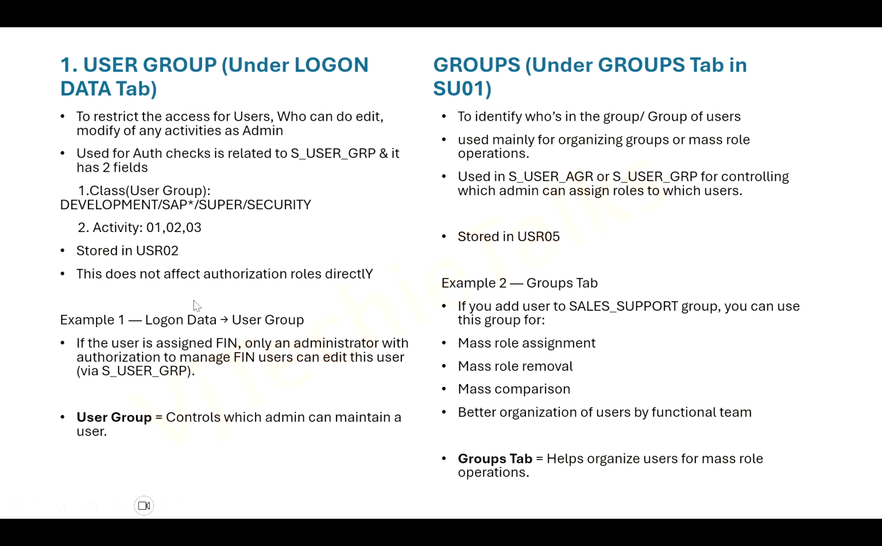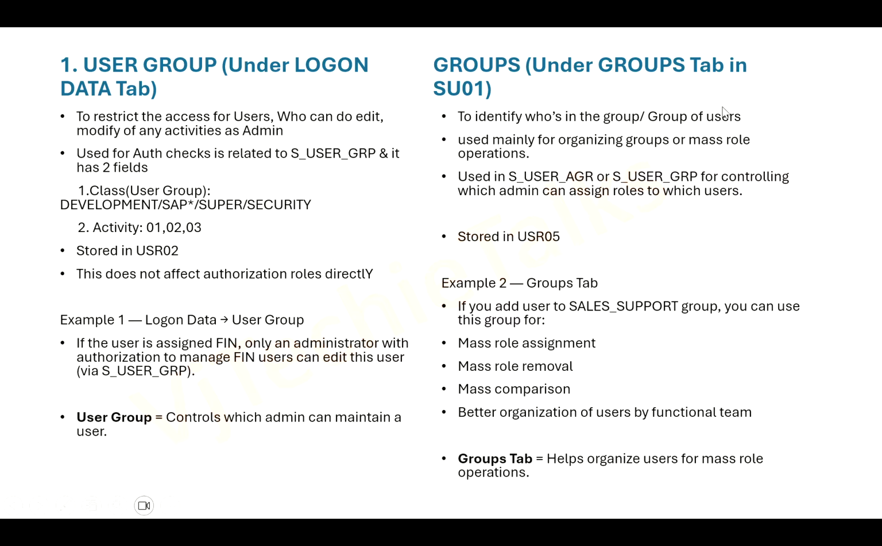Okay, and for example, if the user is assigned to a finance group, let's assume, then only an administrator with authorization to manage this finance user can edit this user. So the essence is this. Okay, if you assign a finance group, like finance underscore test user, something like this, a user group will be there. If you assign that, only an admin with the authorization to manage these finance users, understood? Only the respective department people can manage those users. So via this S_USER_GRP. So in simple words, it controls which admins can maintain users.